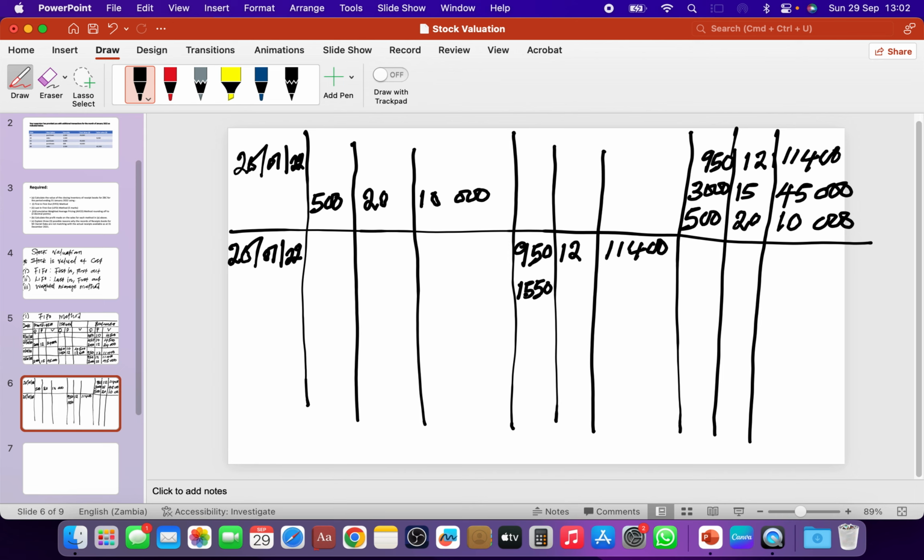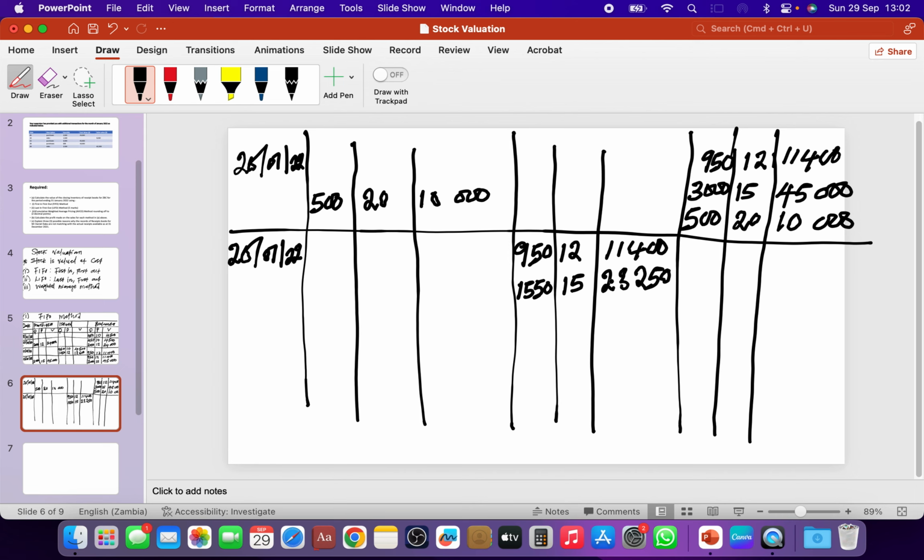And this quantity, we are getting it from the batch of 3,000, and that stock is valued at $15. So you multiply the 15 times 1,550, which gives you 23,250. Okay, this is equal to 2,500 units that the customer wants.